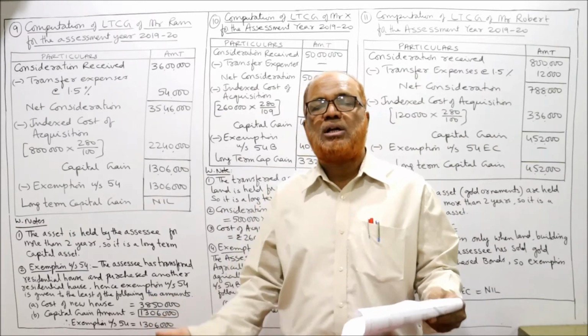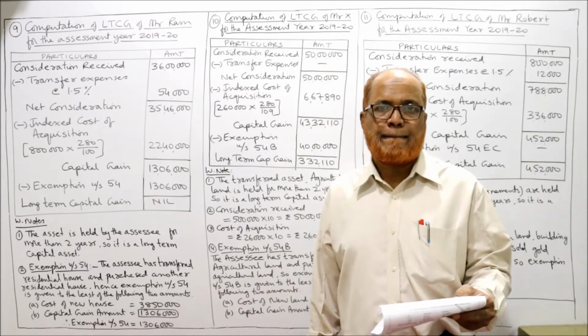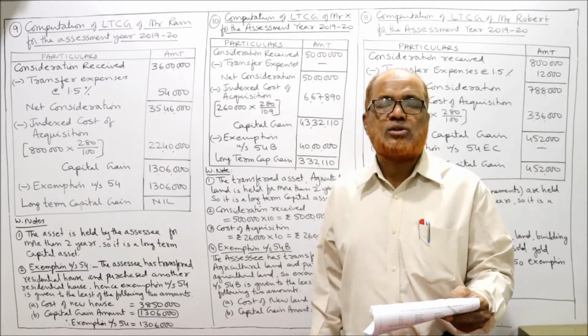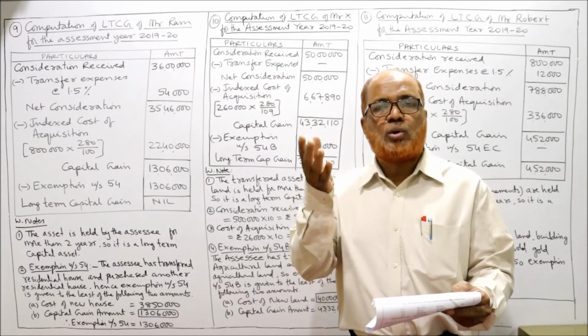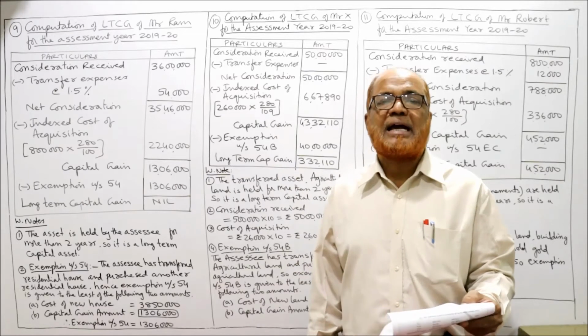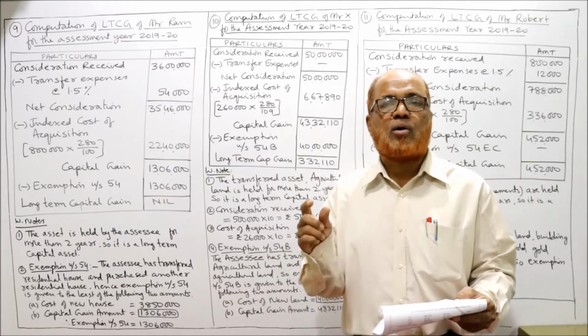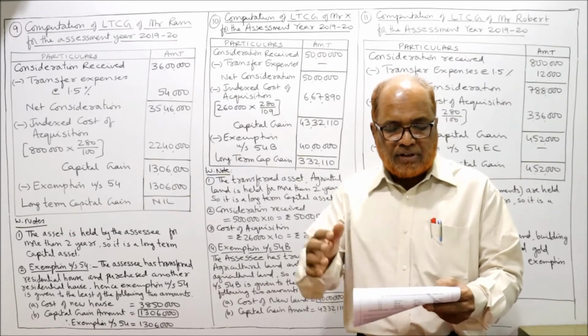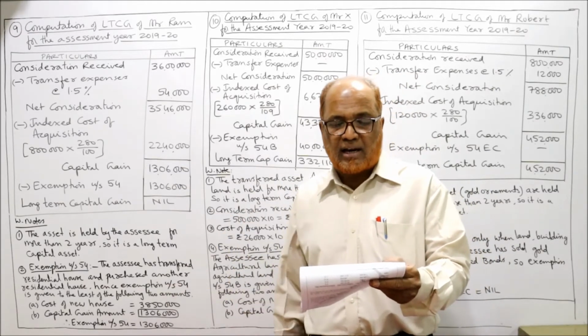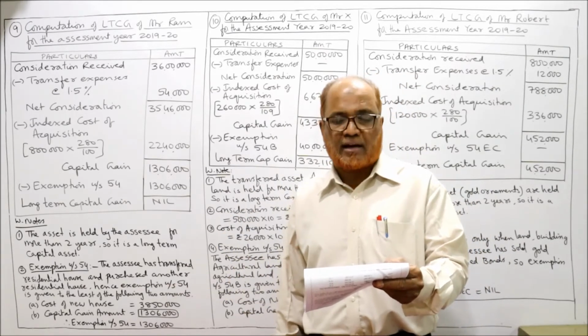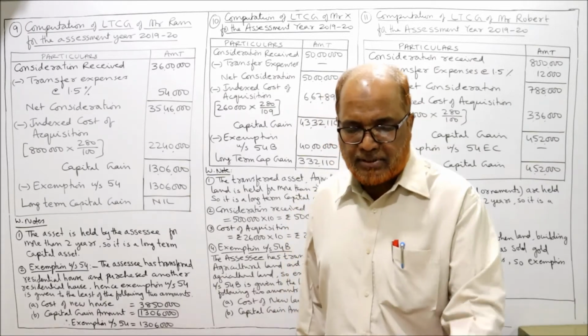So it's a long-term capital asset. He has purchased for 26,000 per acre. So how many acres has he purchased? 10 acres. So 26,000 into 10, 2,60,000 is the cost of acquisition. After 6 months, he purchased another agricultural land for rupees 40 lakh. Calculate income from capital gain.